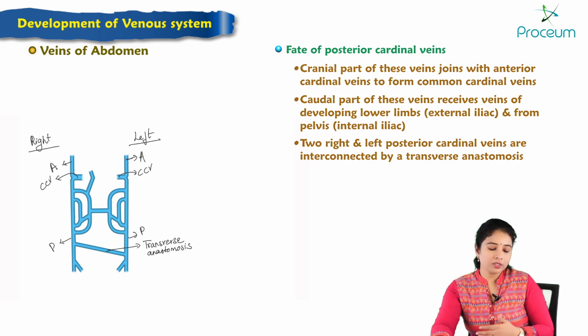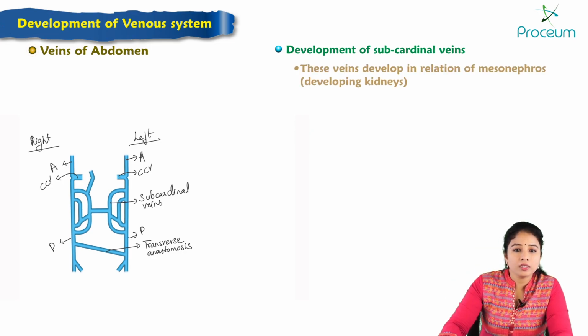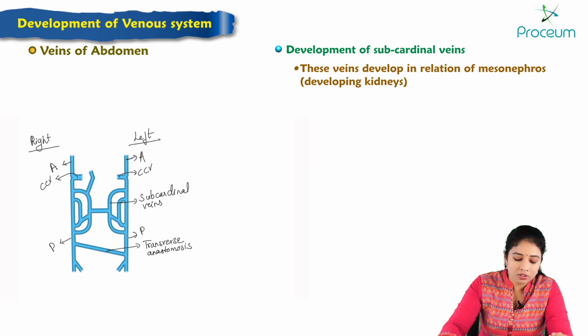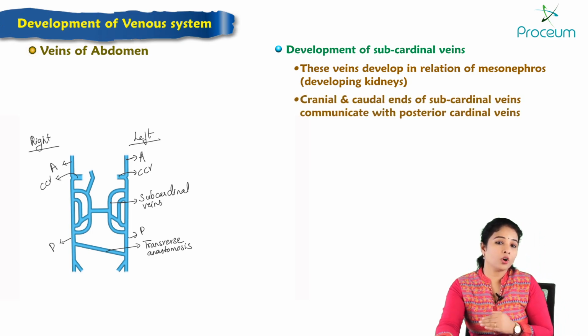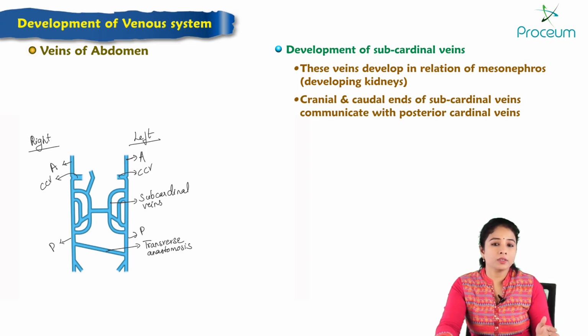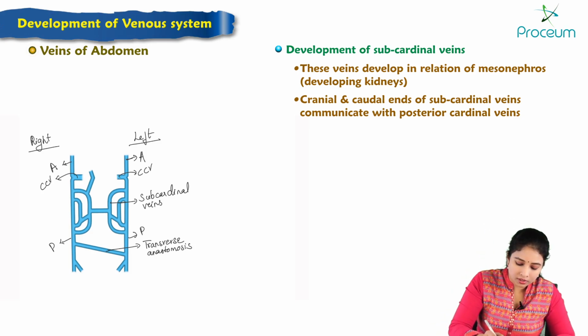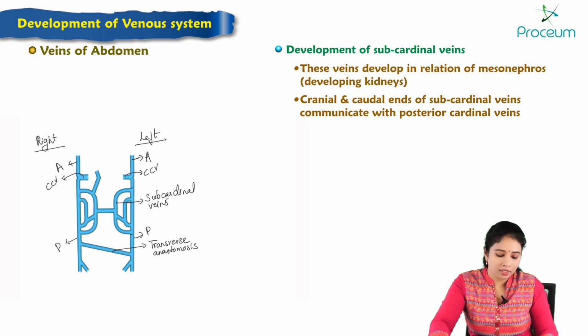Along with this we see the development of subcardinal veins. These veins develop in relationship with the mesonephros, that is the developing kidneys. They connect the cranial and caudal parts of the subcardinal veins, which communicate with the posterior cardinal veins. So these are the subcardinal veins which communicate with the cranial and caudal parts of posterior cardinal veins.